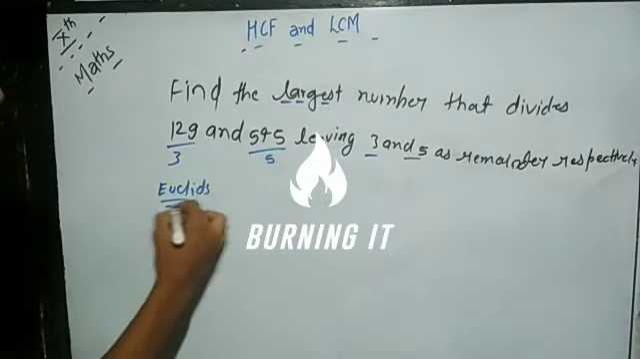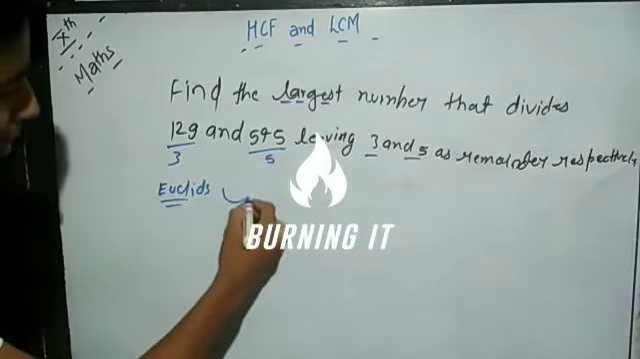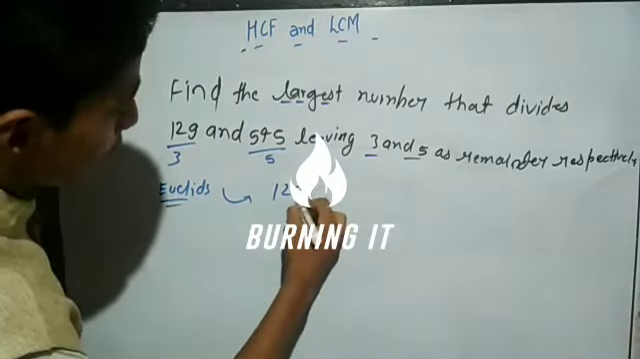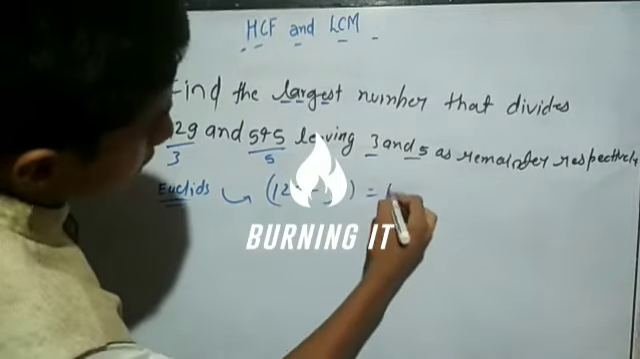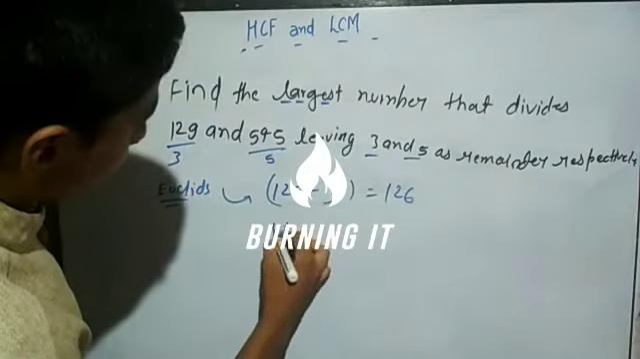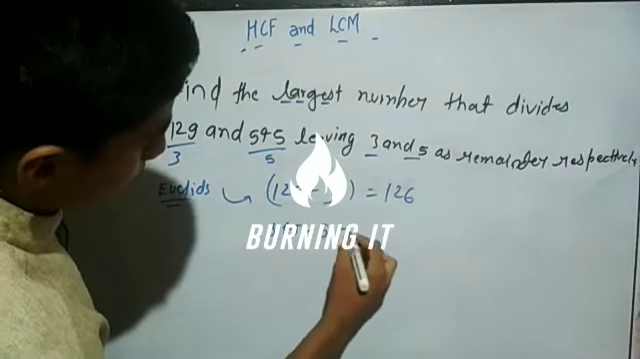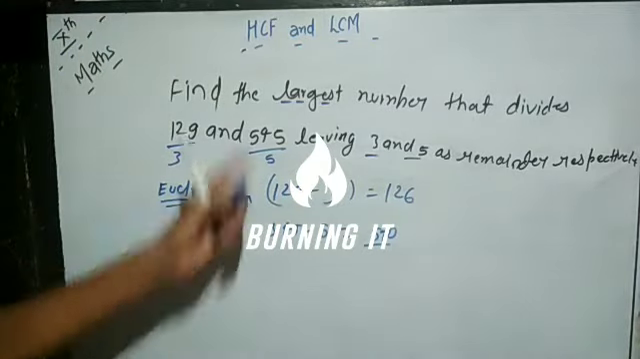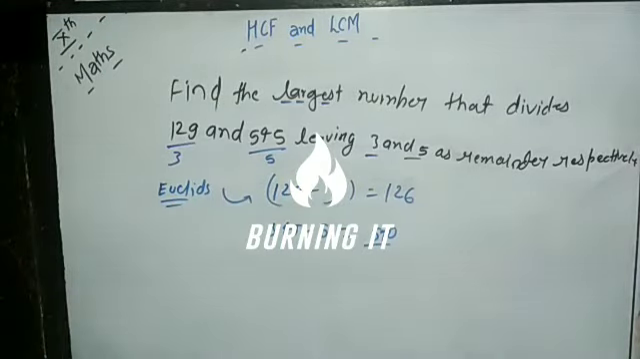According to Euclid division lemma, what will be the resultant number that will divide both numbers without leaving any remainder? So finally ये क्या हो जाएगा, 129 minus 3, then 126. What about 545 minus 5, 540. अब देखो अगर हमसे कोई पूछता है कि why we are subtracting 3 and 5 from these two numbers, now how we have to reply to them?